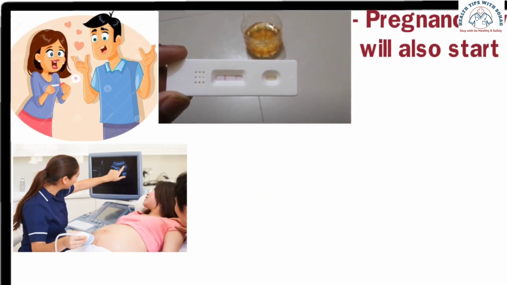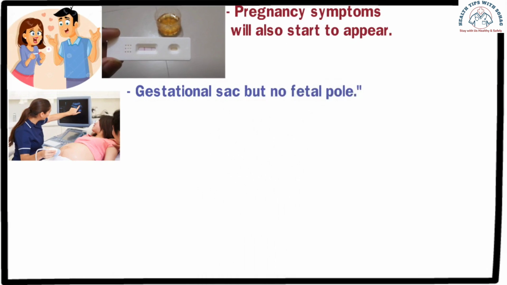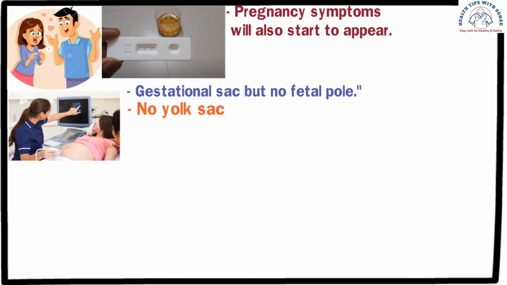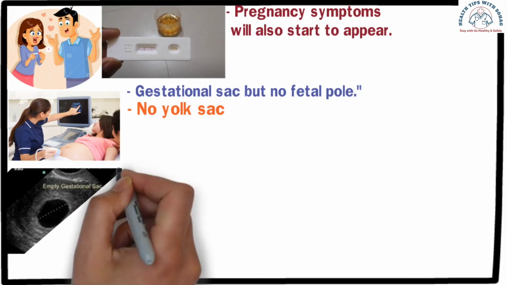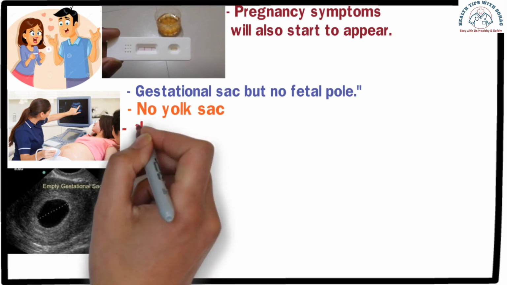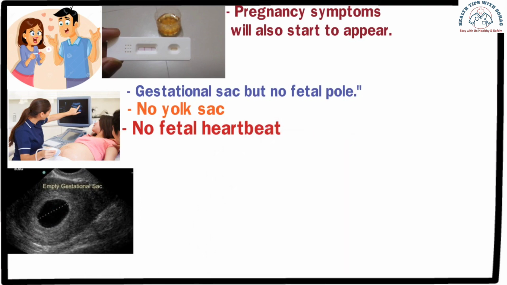Sometimes the ultrasound report states gestational sac but no fetal pool. In some reports, it says no yolk sac, meaning there is a pregnancy sac but no fetus inside the gestational sac. Sometimes it shows no fetal heartbeat or fetal heartbeat not present, which means the baby's heartbeat is not detected.